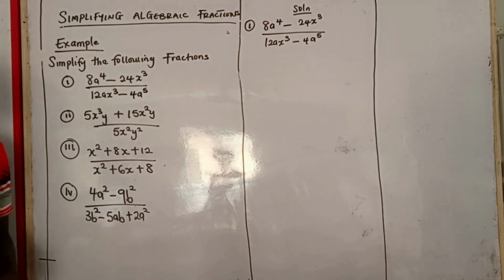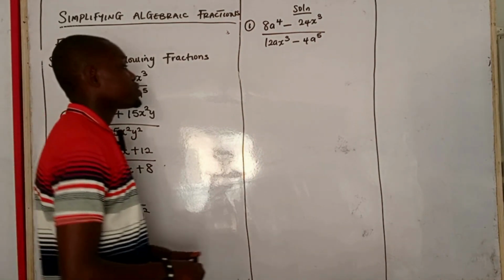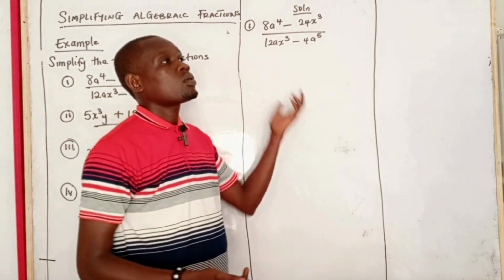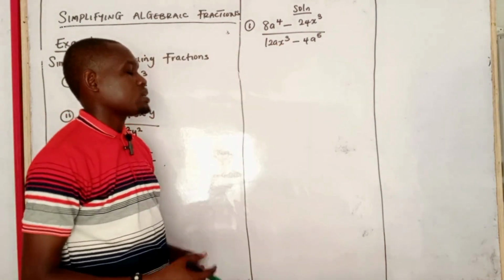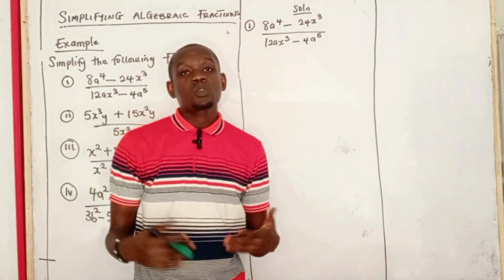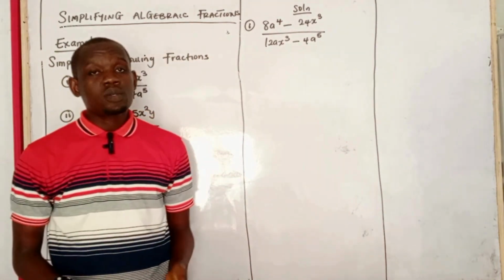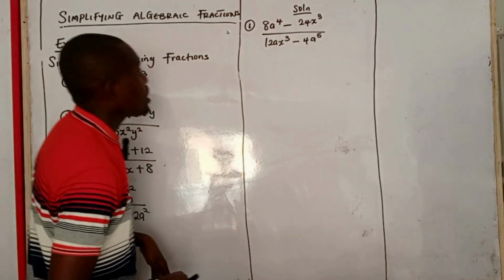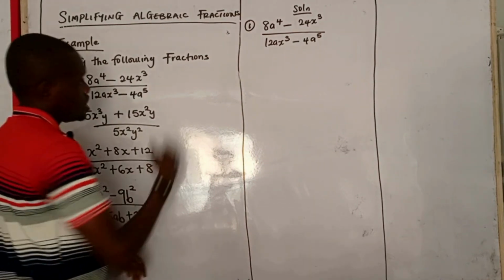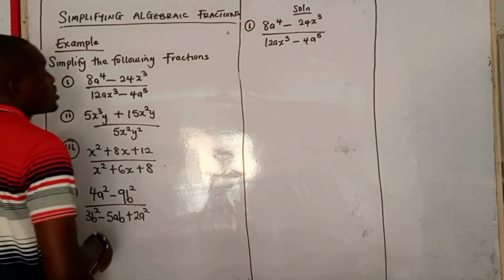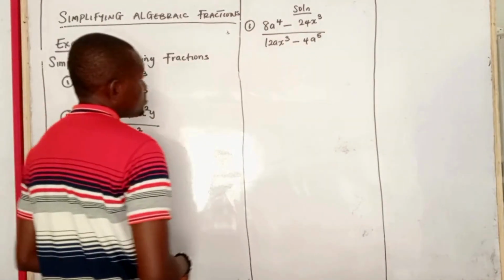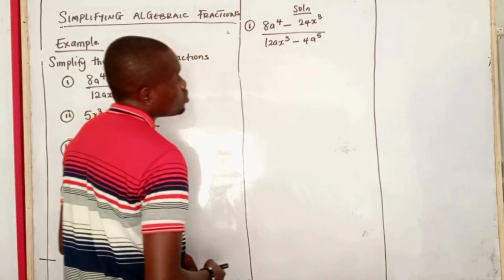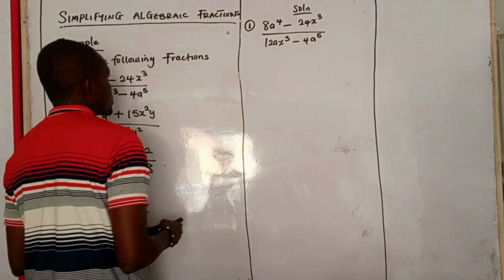Like I said earlier in the last video, you have to look out for your numerator and your denominator to see if they are factorizable, and you have to factorize them before you proceed. Looking at this, definitely yes, our numerator is factorizable, our denominator is factorizable. So that means we have to factorize by bringing out the common factors.